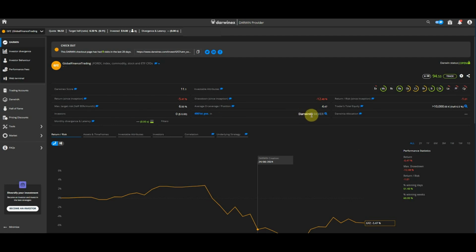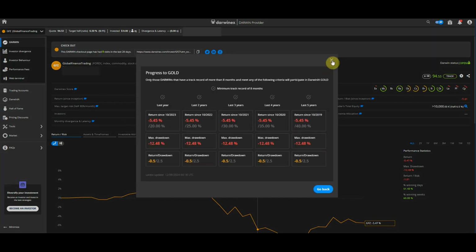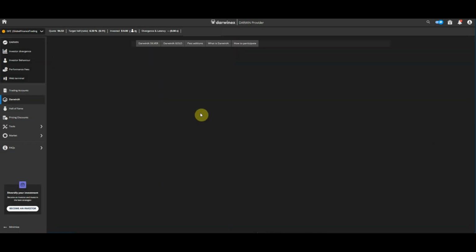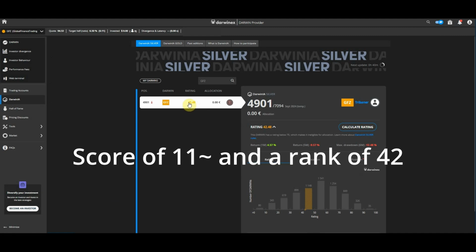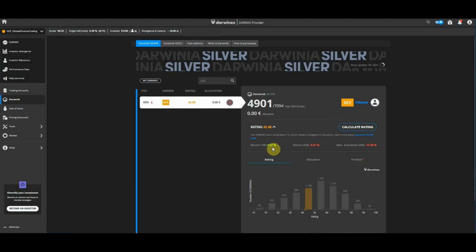I'm currently participating in the Darwin IIA Silver, so I'll click on this to see how I'm tracking towards getting to gold, and I'll have a look at my current position. So my rating at the moment is 42, and that's been growing over the months, even though I haven't had a positive return, but it's because of the consistency and the build-up of the actual information from my trading. So I'm rating between 40 and 50, and you can see here on this chart about where I'm positioned at the moment.